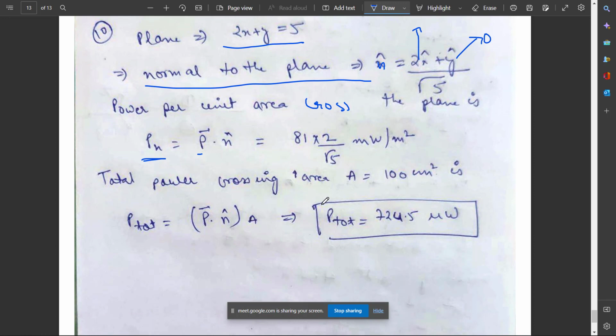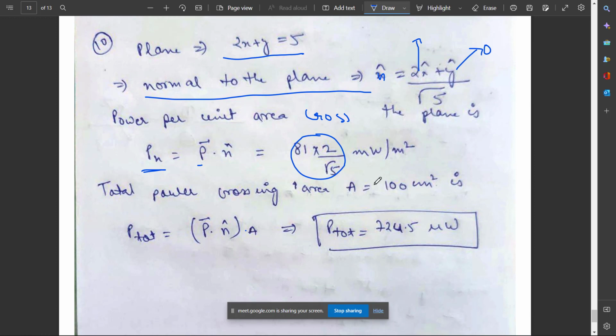So total power crossing area A will be equal to P dot n into A, right? P total will be this value multiplied by 100, which will be equal to 724.5 microwatts. Is there any doubt you have here? No?